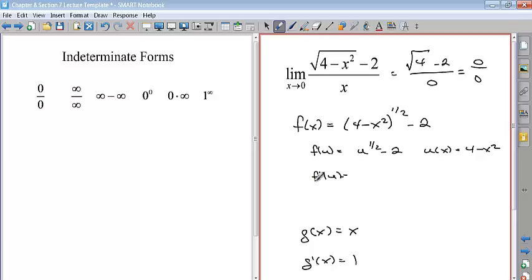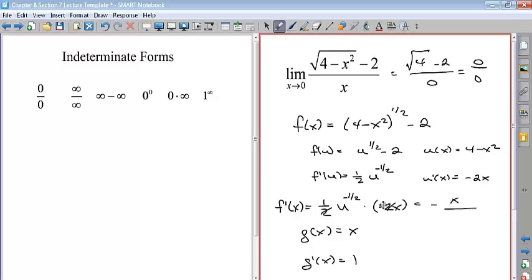f prime of u is going to be 1/2 u to the minus 1/2 power. And u prime of x is equal to negative 2x. We don't do the dx here. The dx is u prime of x is du dx, so we don't have the dx part. Okay, so we plug that back in. f prime of x is f prime of u times u prime of x. The 2's cancel out. Plug u back in. So you end up with negative x.